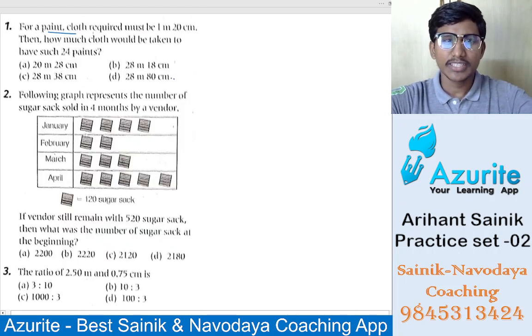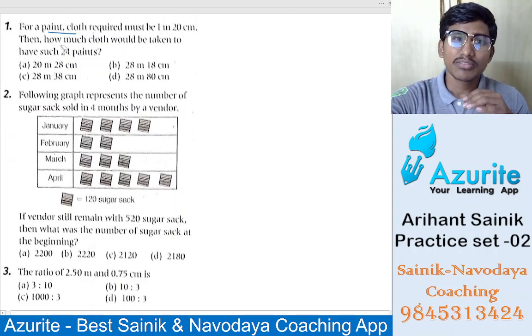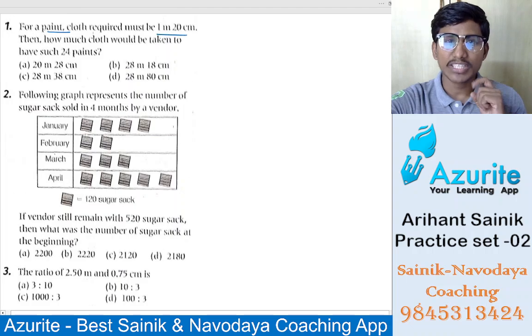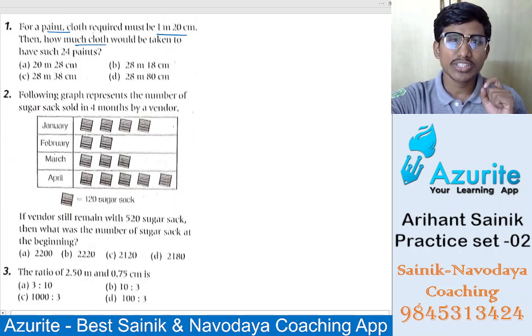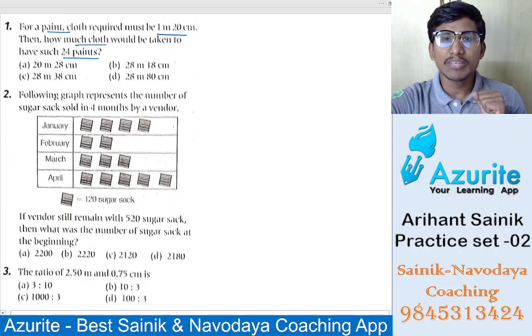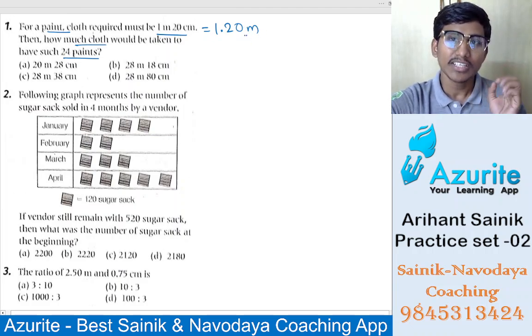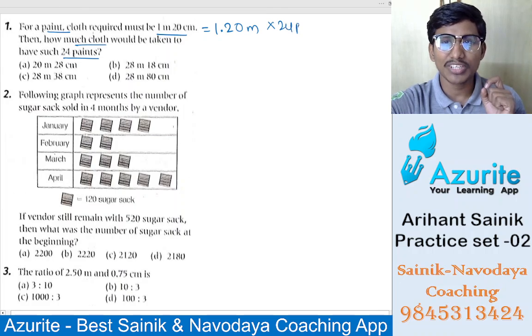Now if you see the math section, the first question: for a pant, the cloth required must be 1 meter 20 centimeters. How much cloth would be needed for 24 such pants? So 1 meter 20 centimeters means 1.20 meters, because 1 meter is 100 centimeters. For 24 pants we need to multiply 1.20 by 24.